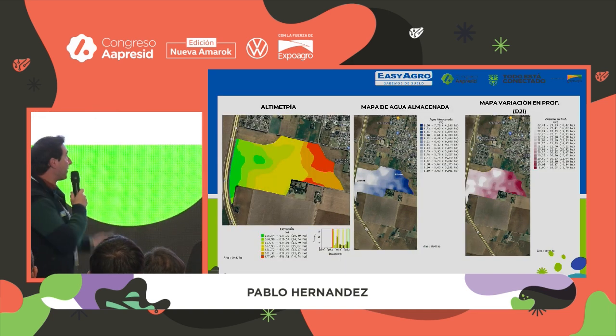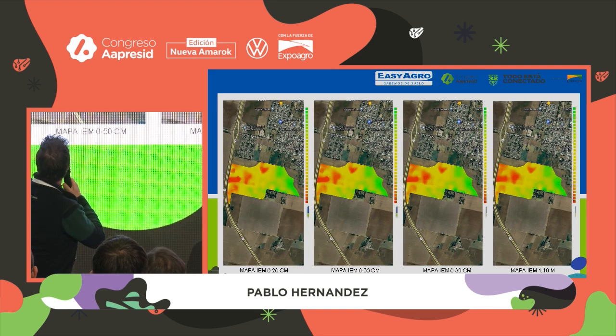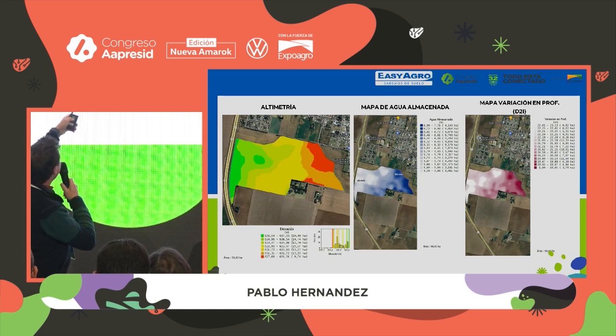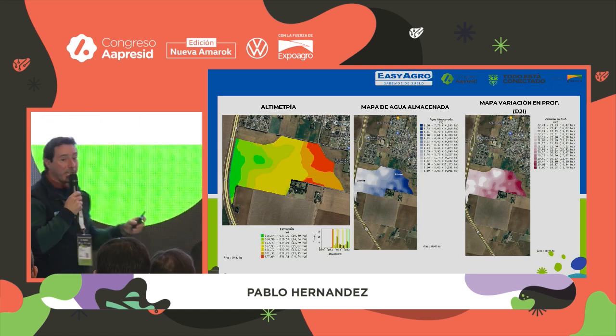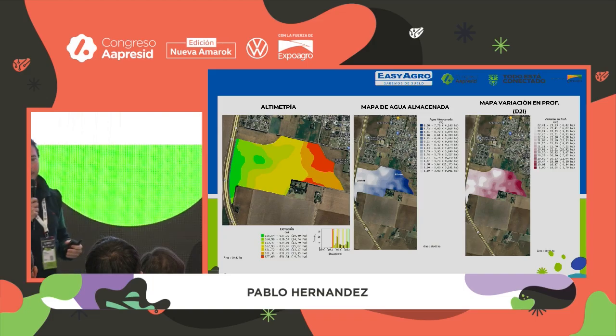The scanner gives us other information, such as an altimetry map. You can see the green area, which is related to the area of low productive potential. A stored water map tells us the volume of water that there is there. We can determine the useful water rate so that we can determine compacting.